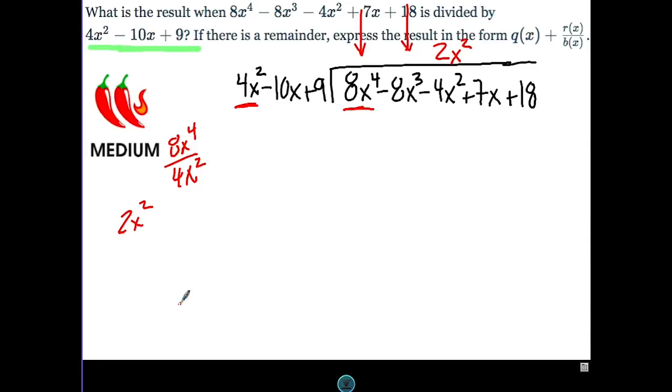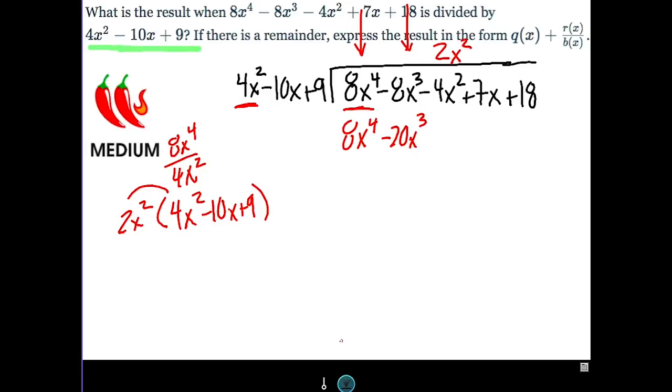That's going to go above the minus 4x squared. All right. Then we take that, and remember what we're going to do? We're going to multiply that by our divisor. Distribute. 8x to the fourth minus 20x to the third. What is that? Is that a 9? 18x squared. Cool.